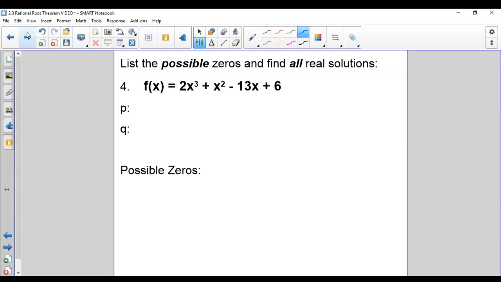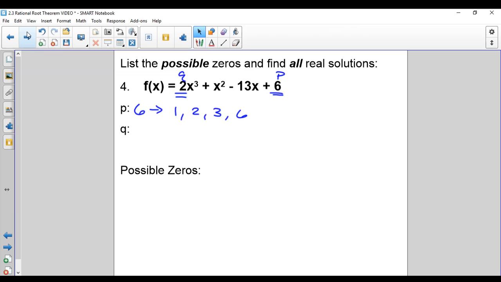Number 4. Now, difference here. Smaller numbers though. This is your P. We got a Q value other than 1 this time. So P is 6, which has factors 1, 2, 3, and 6. Q is 2. My factors of Q are 1 and 2.